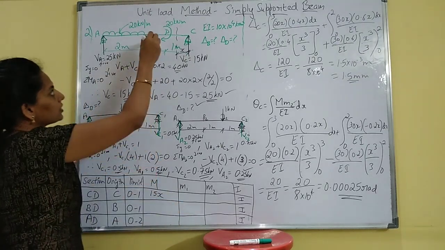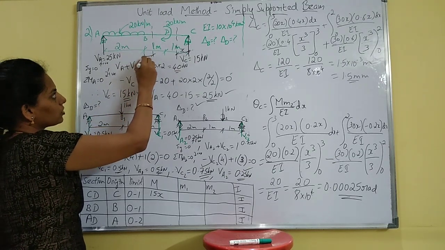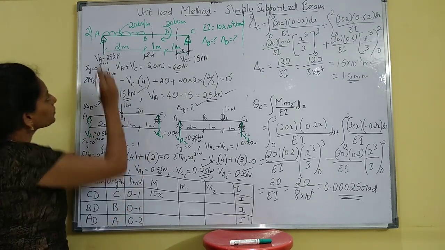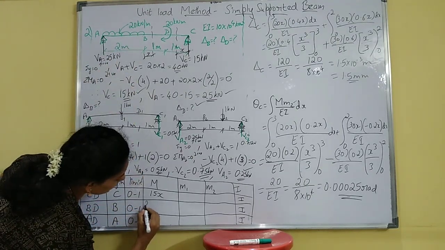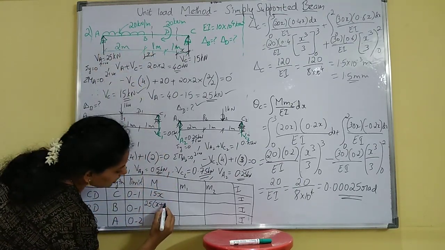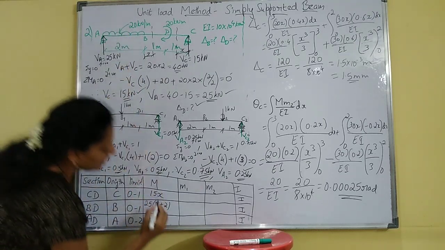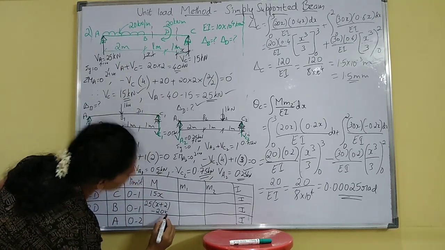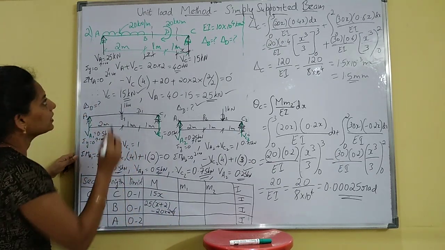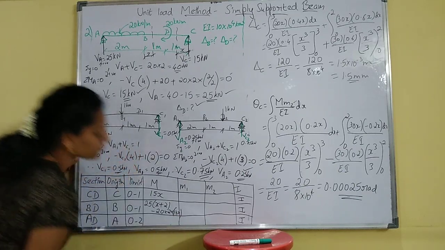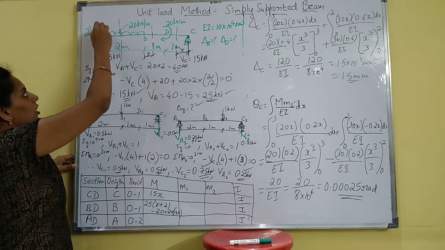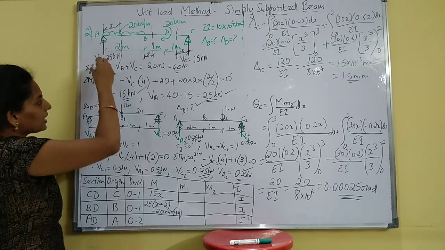Then taking B as origin, draw a section here, but you have to consider from left. So you will have minus 25 plus 25 into x plus 2 distance. Then you have to consider this UDL, so it will be minus 20 into 2 by 2 is 1 plus x. Okay, to consider this section. Next, draw here, this is x, A as origin.